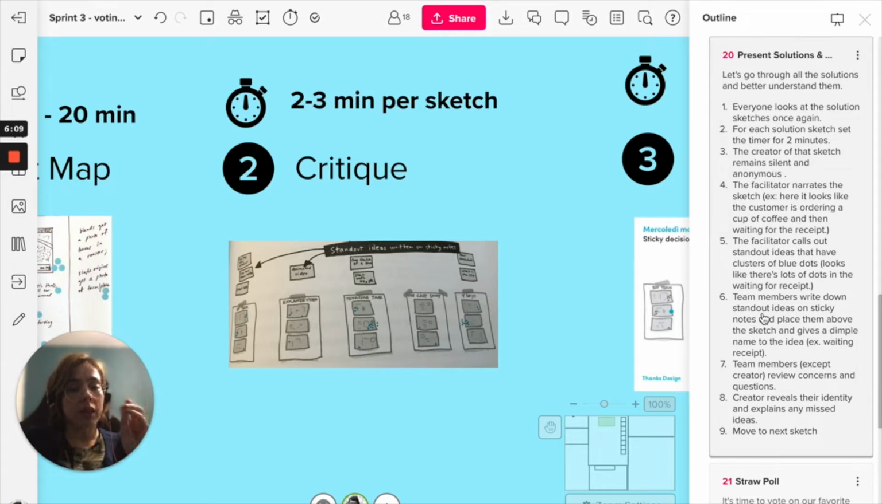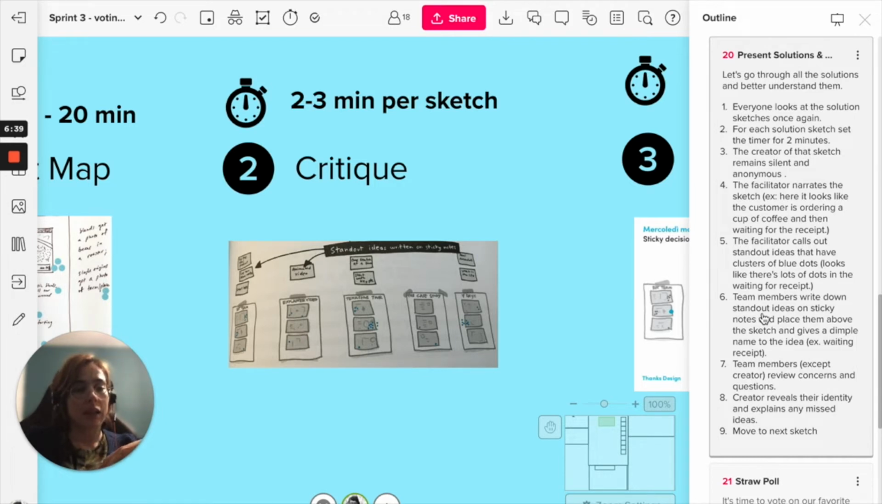You are going to take 2 minutes to watch and observe a sketch. The idea here is that the creator of that sketch remains silent and anonymous, and the facilitator gets to narrate the sketch and what is happening. For example, he's going to explain, oh, here it looks like the customer is ordering a cup of coffee and then waiting for the receipt. So he gets to narrate what is happening on the sketch.